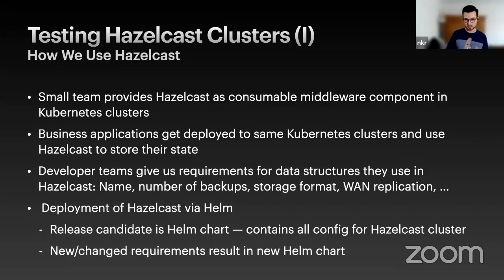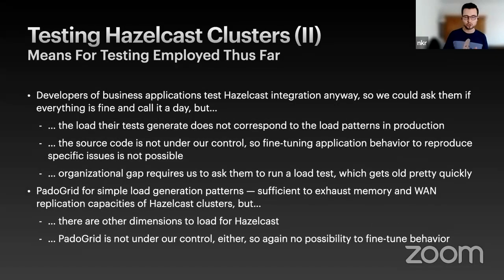And whenever new and changed requirements come in, they result in a new Helm chart and they result in a new release candidate. There are two aspects, or two dimensions rather, for testing this release candidate. The first one is verifying the syntactic correctness, and that's incredibly simple. You can simply run a Helm lint and get on with it and call it a day. The second dimension, however, is far more challenging and far more interesting. And the second dimension is testing not the release candidate itself, but testing the resulting Hazelcast cluster. And this is the kind of testing that we'll be looking at in the next couple of minutes. So thus far, we've employed two means for testing our Hazelcast clusters. Spoiler alert, both of them are not satisfying at all.